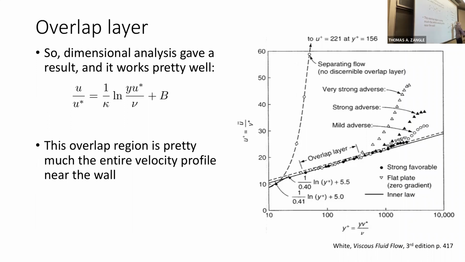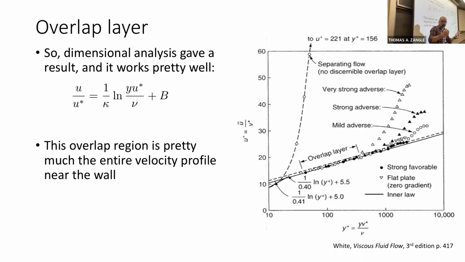In order to get into this full turbulent only region, the region where turbulent stresses are the only thing that matter, we have to go really, really far away from the wall. And since we're confined inside of a pipe, we never have the opportunity to move that far away from the wall. So when we're looking at flow within pipes, this overlap layer pretty much defines the entire velocity profile.